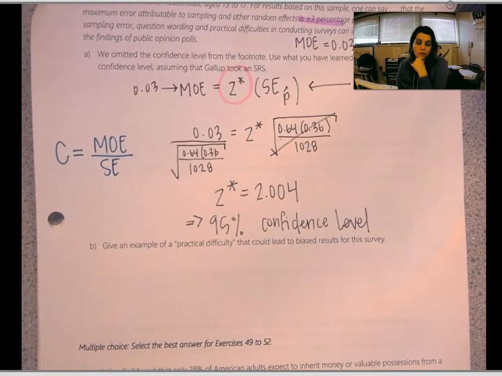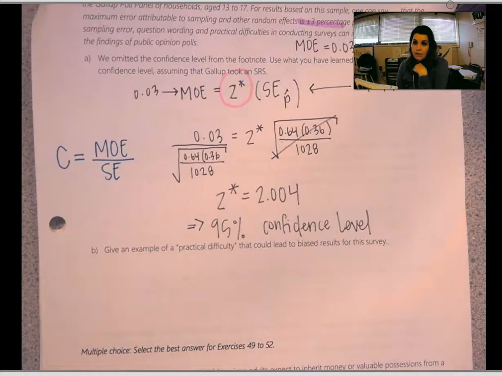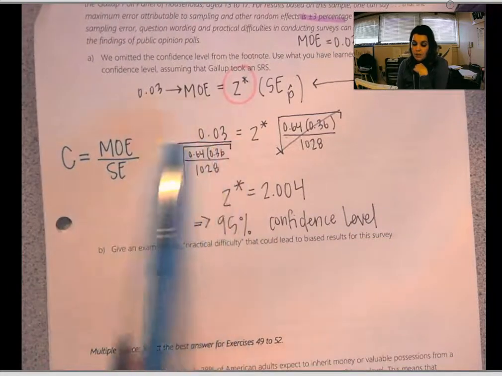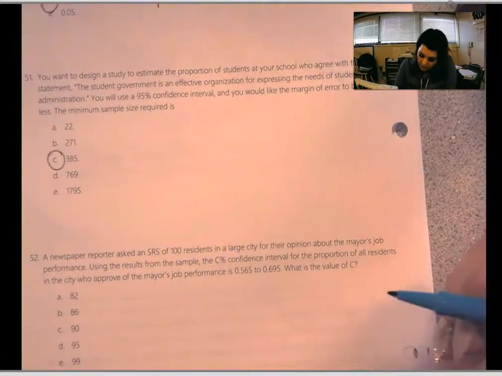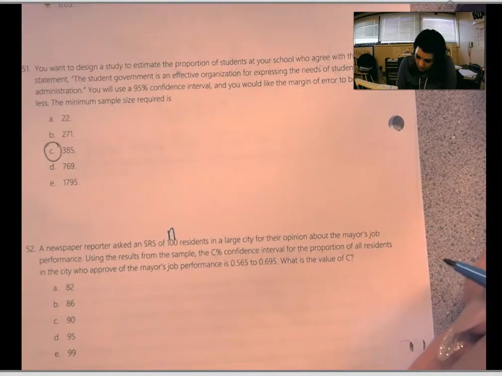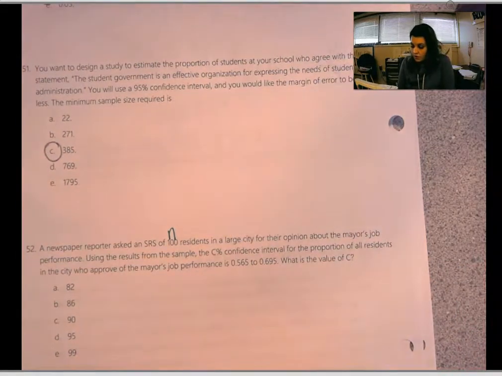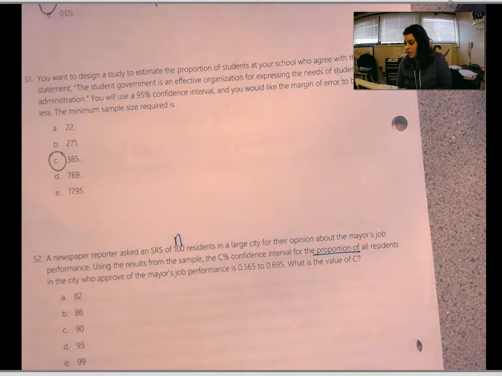Margin of error divided by standard error. If you want to just use this formula and solve the equation every single time, that's fine, but I'm going to use this as a shortcut. So on this problem, we have an SRS of 100, so that's N. The proportion of all residents in the city who approve of the mayor's job performance is given in the interval. And one thing to notice is that you are dealing with a proportion. They explicitly tell you proportion.